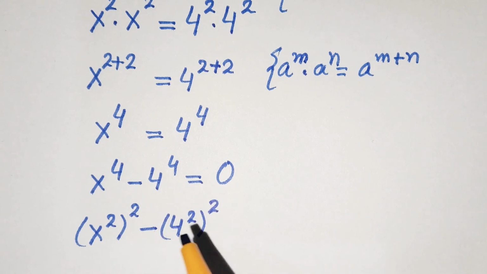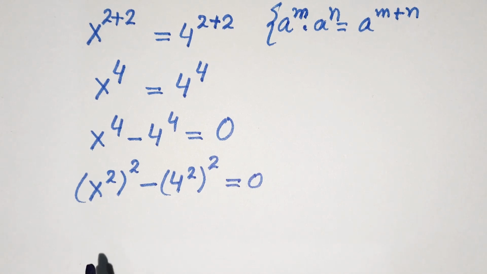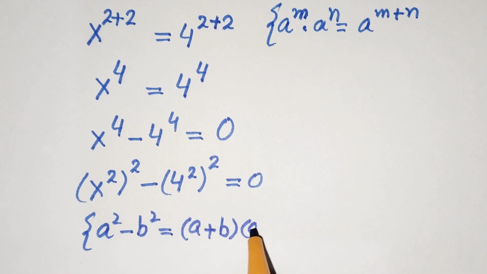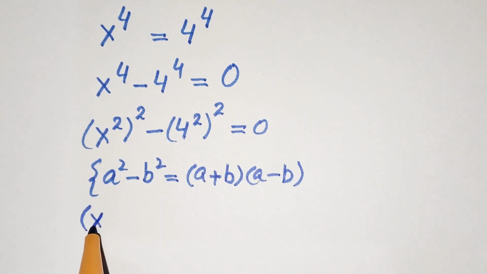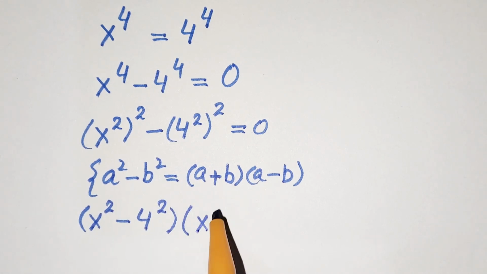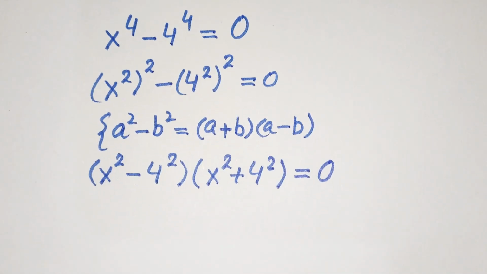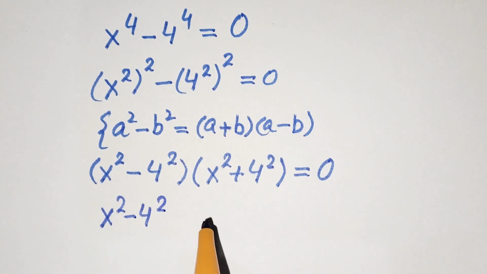2 times 2 is 4, so we can write this using the algebraic formula that a square minus b square can be written as a plus b times a minus b. Putting it here, it will be x square minus 4 square times x square plus 4 square, which is equal to 0.